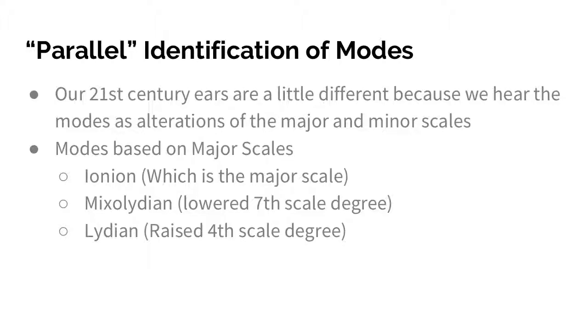Okay. So if you look at example 5.22, you'll see that there are modes based on different scales. So Ionian is our major scale that we know of, do, re, mi, fa, sol, la, ti, do. Mixolydian is a major scale, but with a lowered 7th scale degree, so it's do, re, mi, fa, sol, la, te, lowered 7th scale degree, do. And then Lydian is the major scale with a raised 4th scale degree. So Lydian is do, re, mi, fi, sol, la, ti, do.